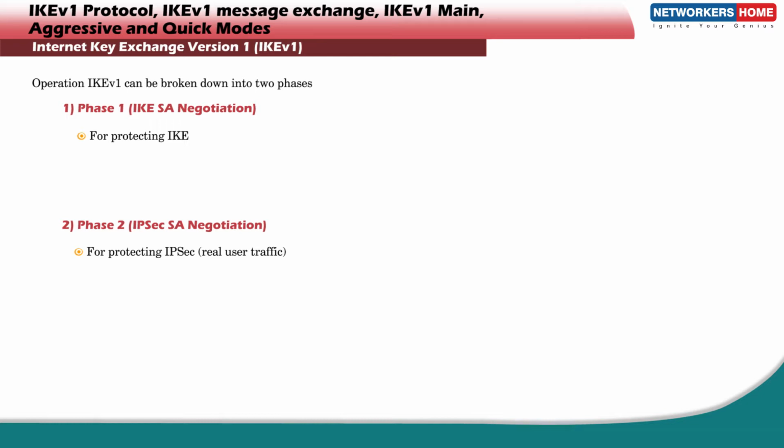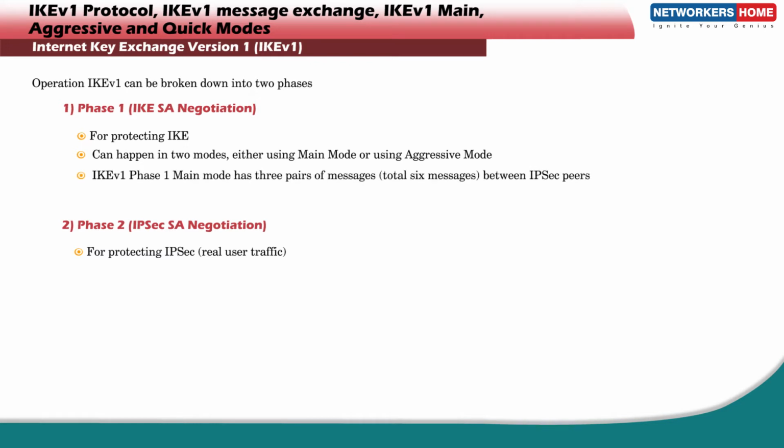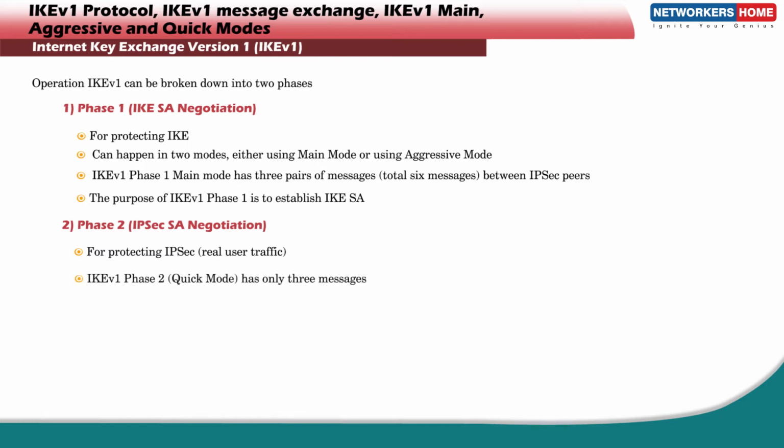IKEv1 Phase 1 negotiation can happen in two modes, either using main mode or using aggressive mode. IKEv1 Phase 1 main mode has 3 pairs of messages, total 6 messages, between IPsec peers. IKE Phase 1 aggressive mode has only 3 message exchanges. The purpose of IKEv1 Phase 1 is to establish IKE SA. IKEv1 Phase 2 quick mode has only 3 messages. The purpose of IKEv1 Phase 2 is to establish IPsec SA.